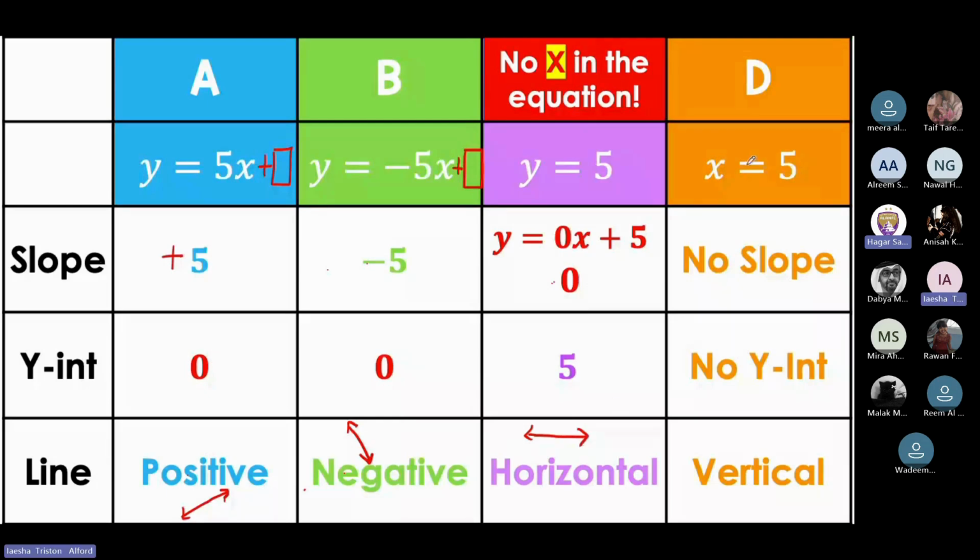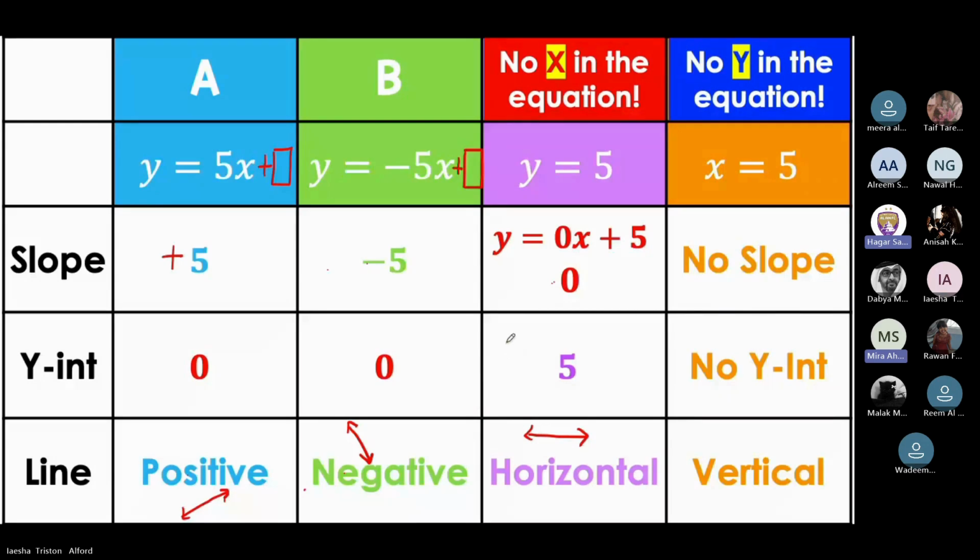The last one, what is missing from the equation? There is no y. Because equation A, you have y and x. Equation B, you have y and x. Equation C, there is no x. In equation D, there is no y. If there is no y, there is no slope, there is no y-intercept, and you should have a vertical line in your graph.